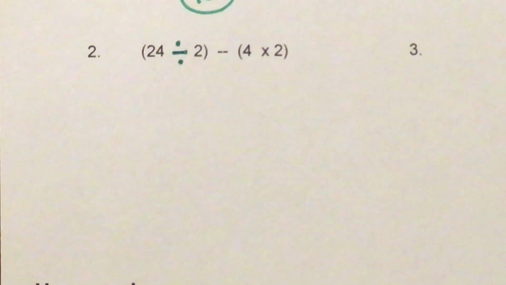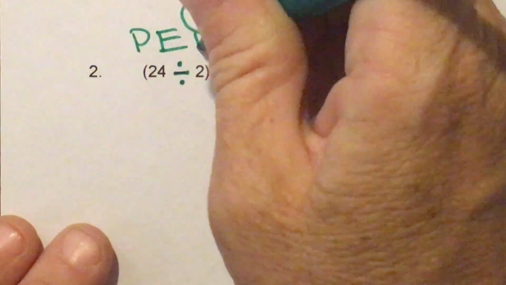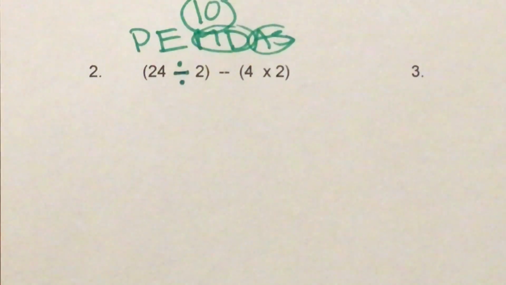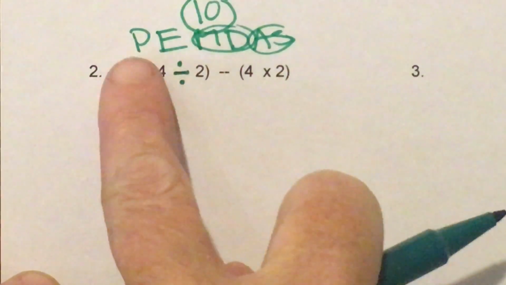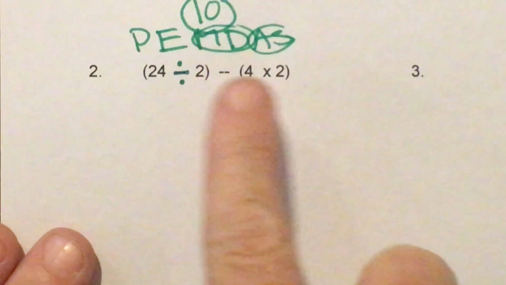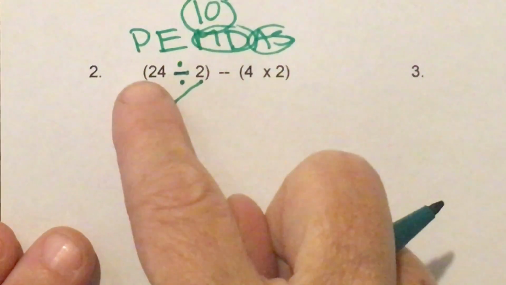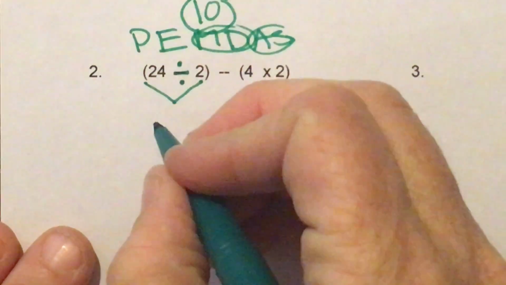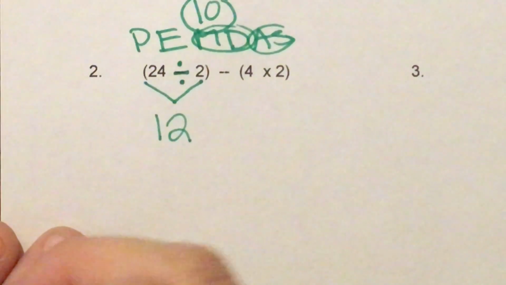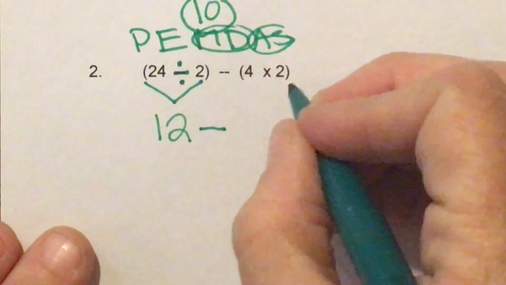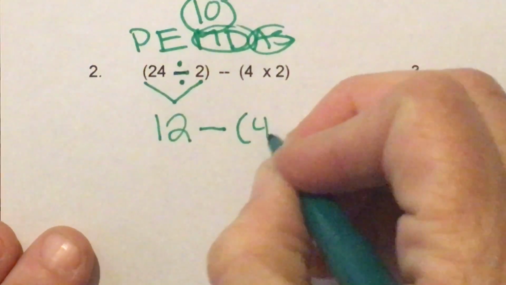All right, let's try another one. Number 2, again, I'm going to start by writing my PEMDAS and circling my teams. Okay, this one looks a little different. I have 2 parentheses. Well, when you have 2, you just solve the first, go left to right. So 24 divided by 2 is 12. And then I copy everything down that I didn't use. I didn't use the subtraction and I didn't use all of that.